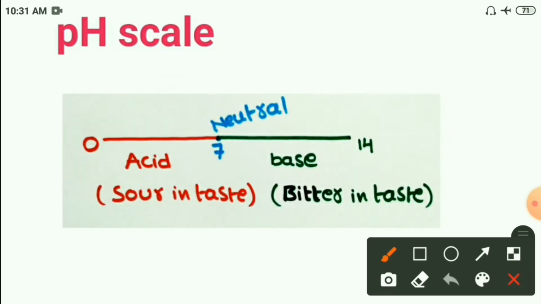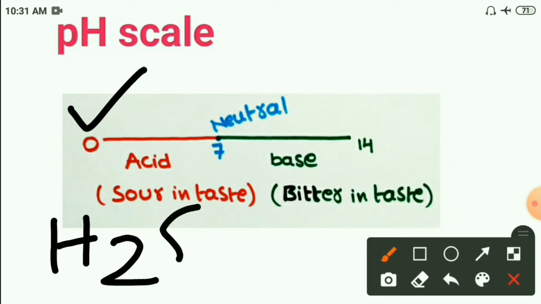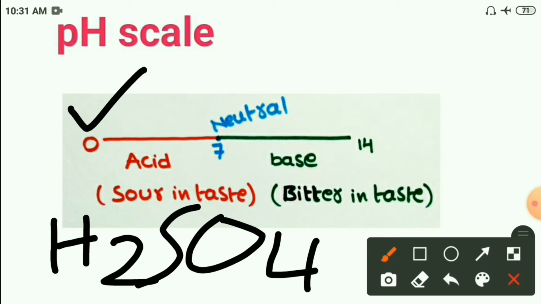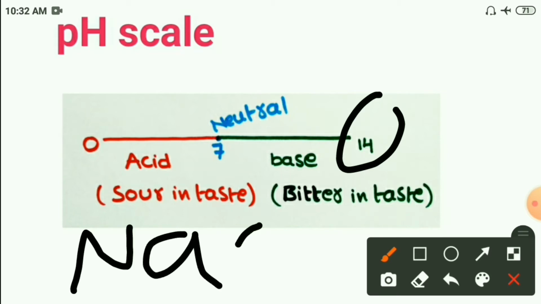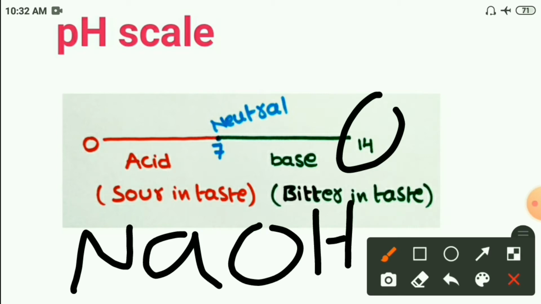If the solution has a pH value of 0, it is a highly acidic solution. For example, sulfuric acid, whose chemical formula is H2SO4. If the solution has a pH value of 14, it is a highly basic solution. For example, sodium hydroxide, whose chemical formula is NaOH. Sodium hydroxide is also called caustic soda.